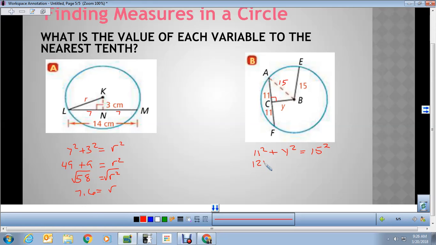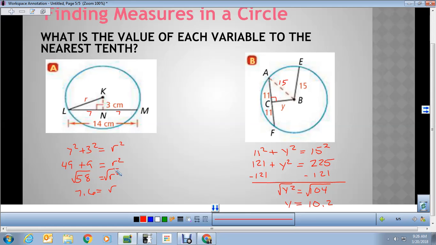That gives us 121, 225. Subtract the 121. And we get y squared is equal to 225 minus 121, which is going to be 104. The square root, and y is going to be approximately 10.2. So these are the first two. Hopefully you got these two answers right.